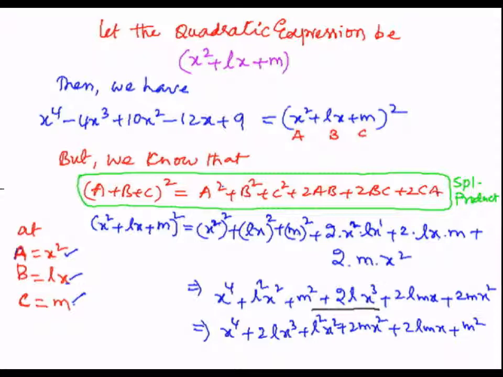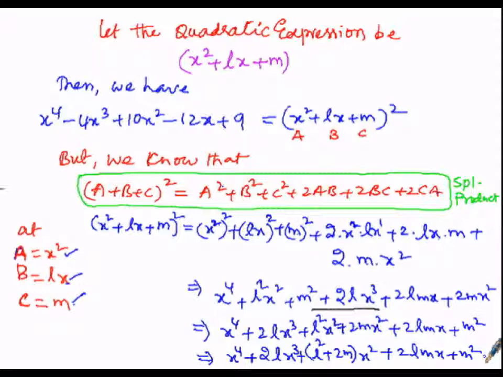So here by further simplification we will be getting x⁴ plus 2lx³. Then here I am going to take x² as common. When x² is taken out as common, only l² is left over within the bracket, plus 2m is left over, plus the x term is only one, so we can write it as 2lmx plus m².